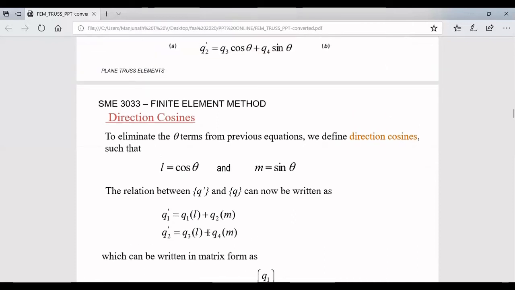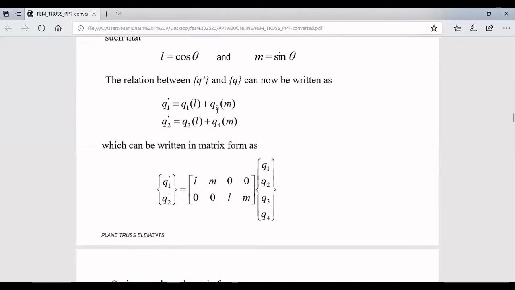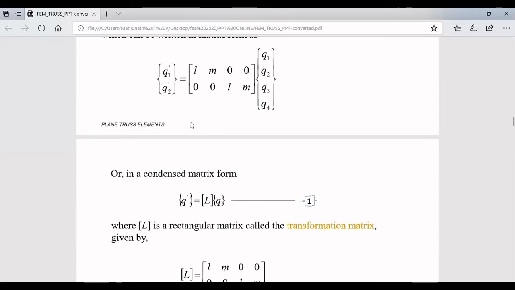These simultaneous equations give the relation between the local and global coordinate systems in terms of direction cosines. If you write these simultaneous equations in matrix form, q1 dash and q2 dash is equal to the matrix L M 0 0 and so on. The first row multiplied by the column gives this equation, and the second row multiplied by the column gives the other. Again, you can write this as q dash equal to L into q.